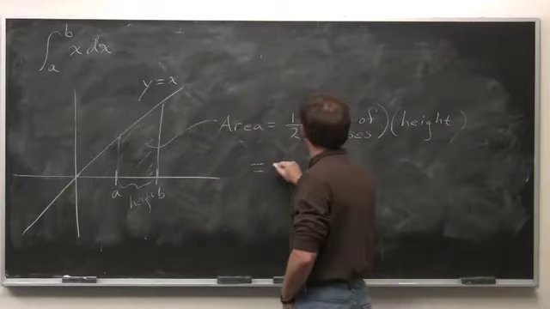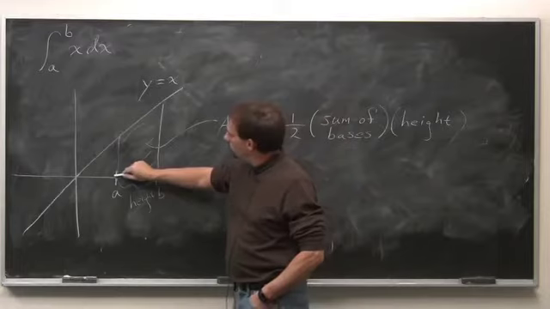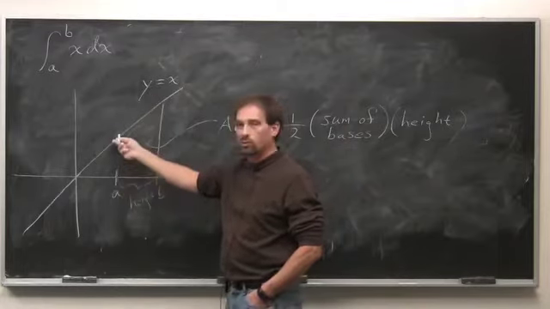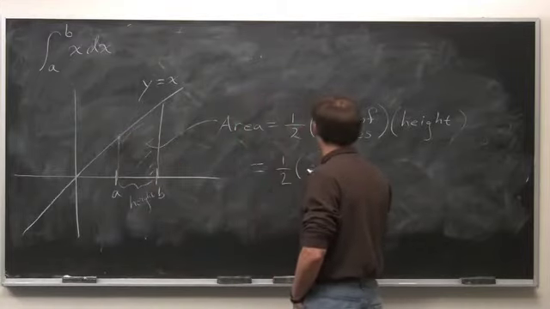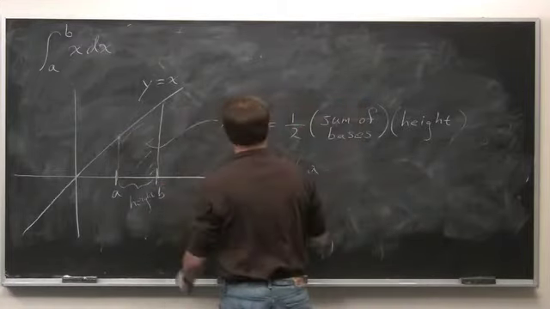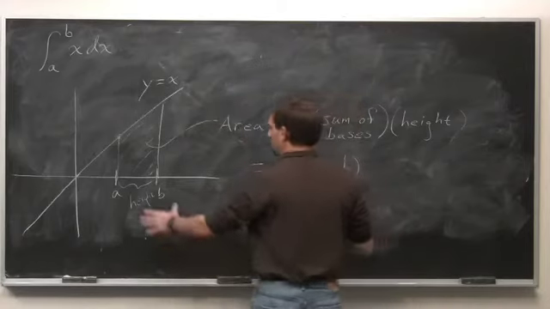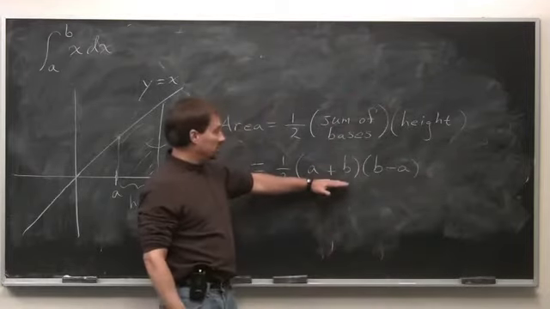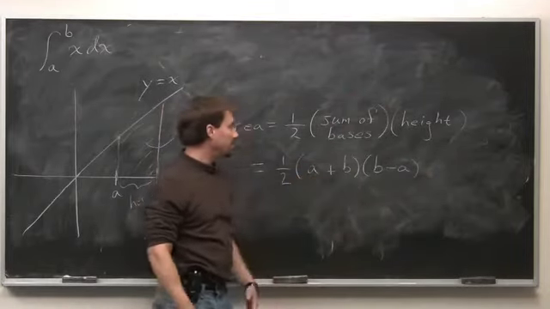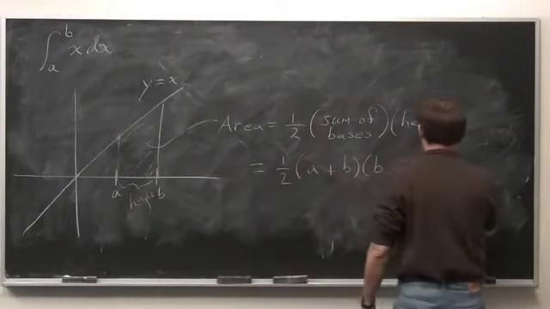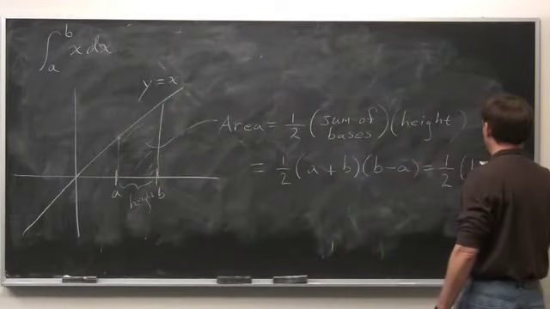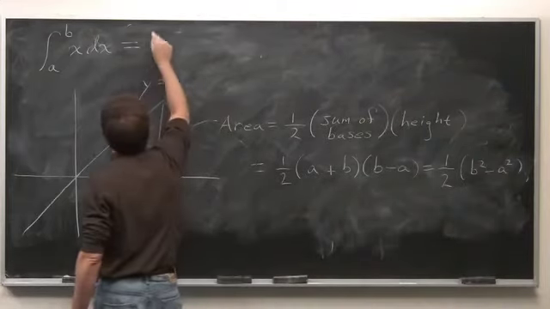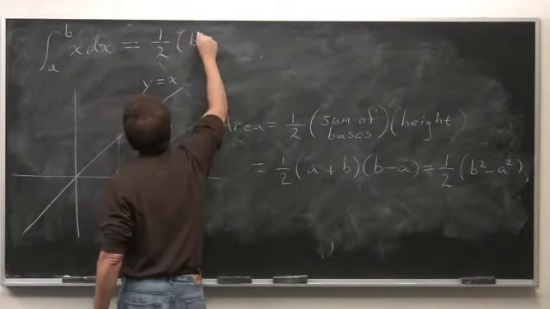But, so we get 1/2. Well, what's this height? Well, this is the graph of y equals x. If x is a, then this y coordinate is a. So that height is a. What's this height? It's b. So that's the sum of the bases times the height, which is b minus a. But then we have b plus a times b minus a, use the difference of squares. This is 1/2 b squared minus a squared.